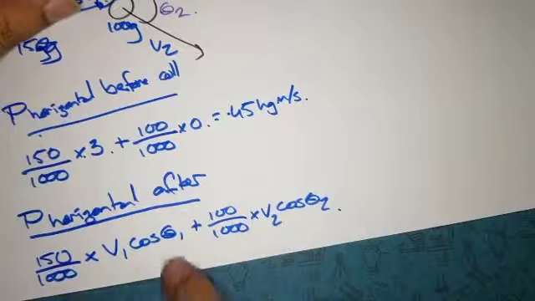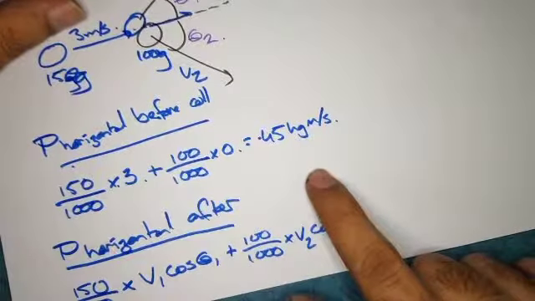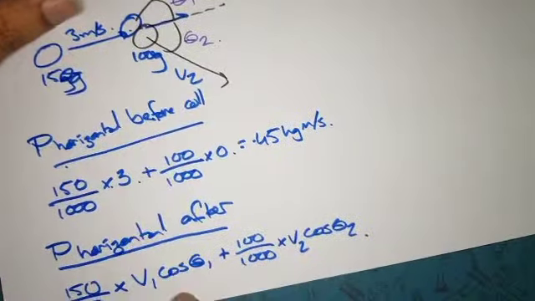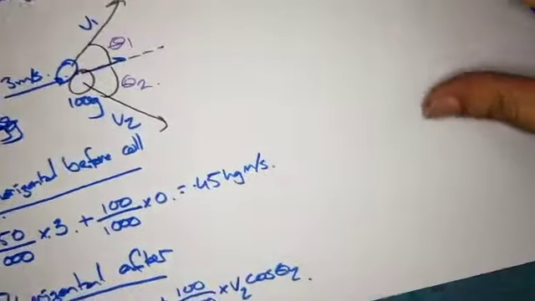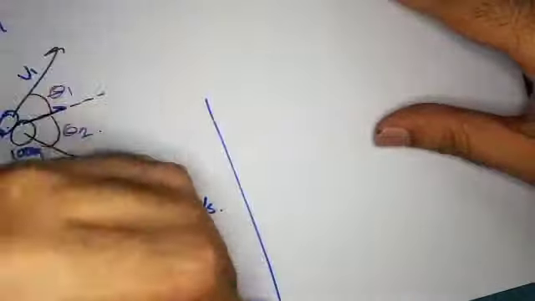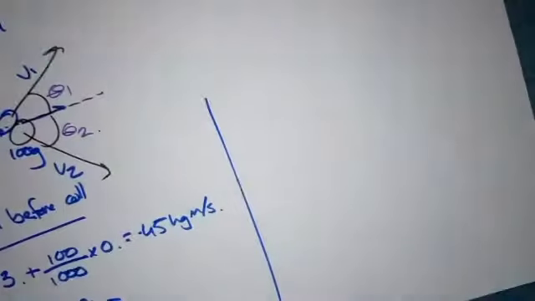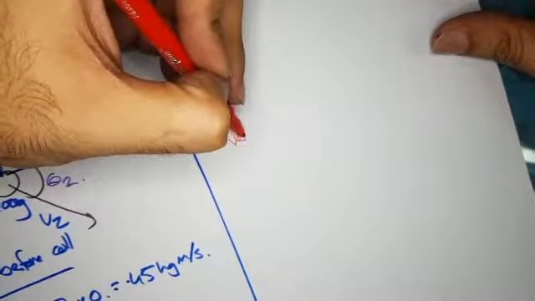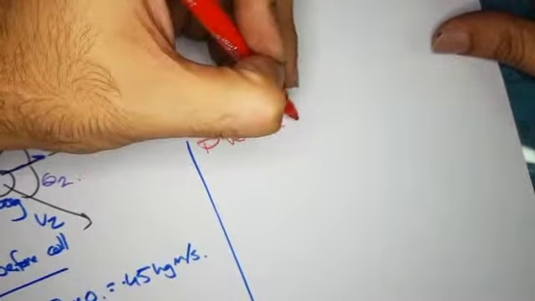So what's going to happen? This must be equal to this. Horizontal before must be equal to horizontal after. And now let's talk about vertical. So what is the vertical component before the collision? So momentum vertical, before collision?